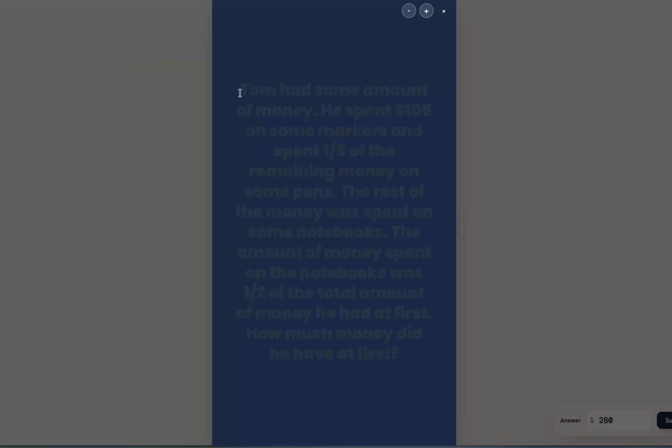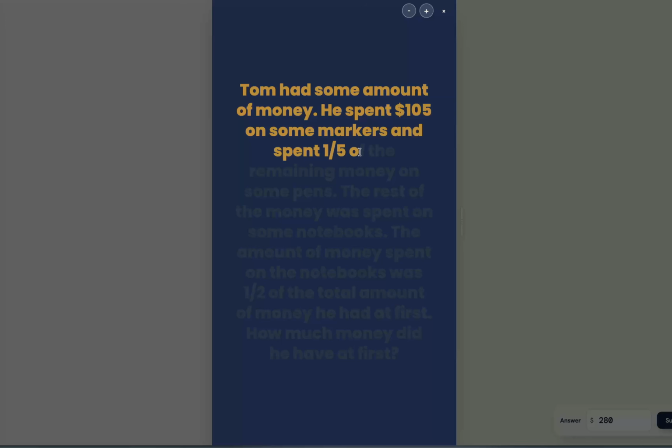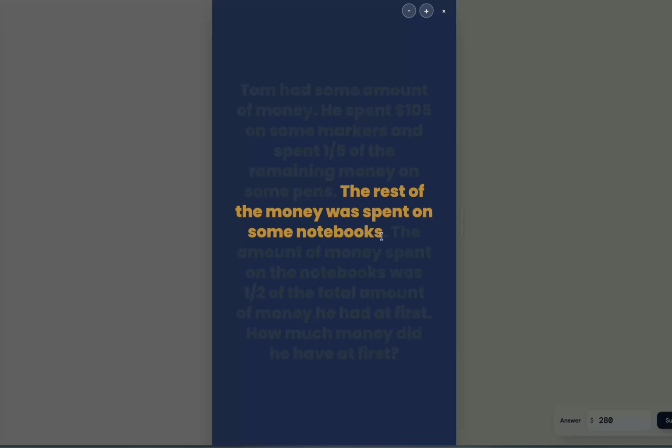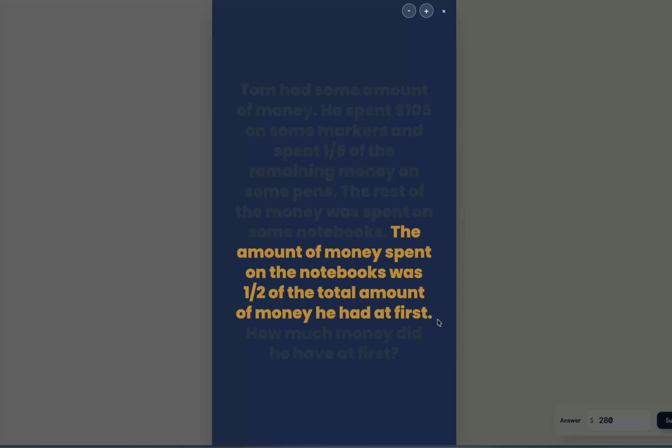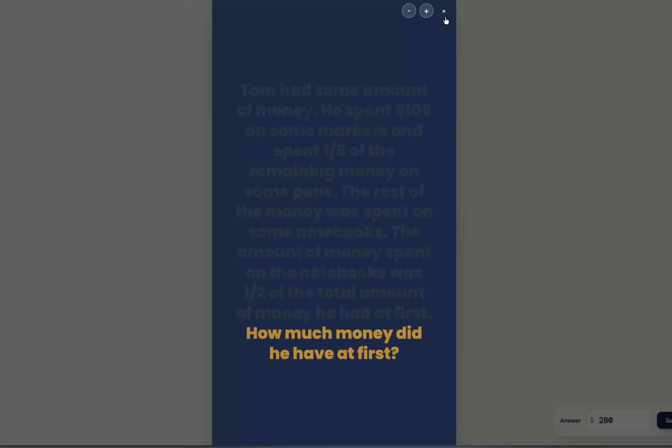Right, there you go. Question 6. Tom had some amount of money. He spent $105 on some markers and spent 1/5 of the remaining money on some pens. The rest of the money was spent on some notebooks. The amount of money spent on the notebooks was half of the total amount of money he had at first. How much money did he have at first?